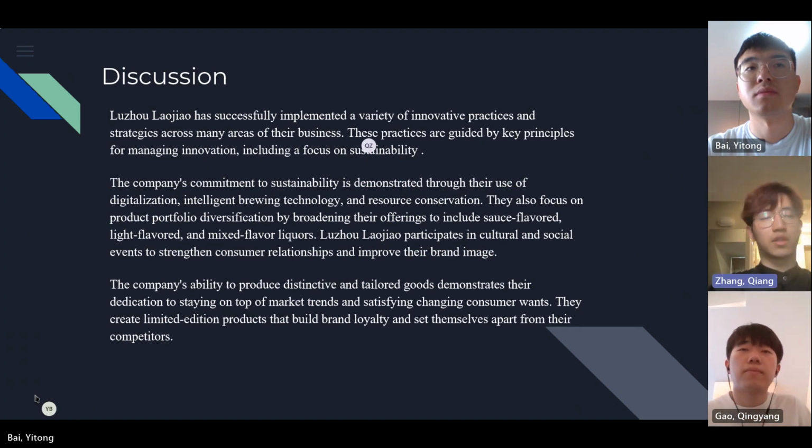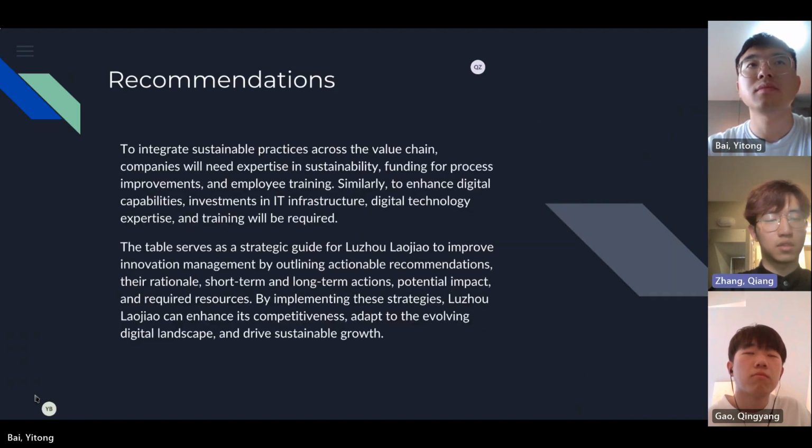So Luzhou Laojiao has successfully implemented a variety of innovative practices and strategies across many areas of their business. These practices are guided by key principles for managing innovation, including a focus on sustainability. And we have made a table of recommendations for Luzhou Laojiao after we made the interviews. We integrate sustainable practices across the value chain.